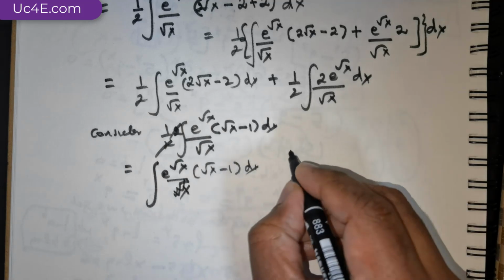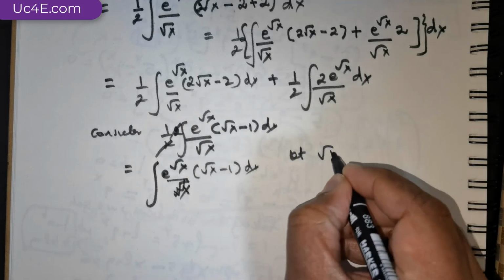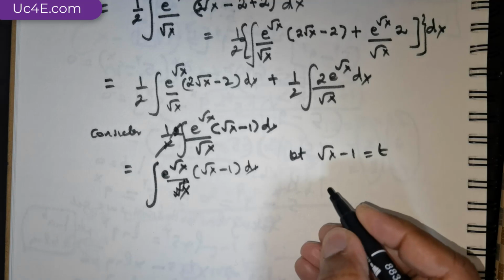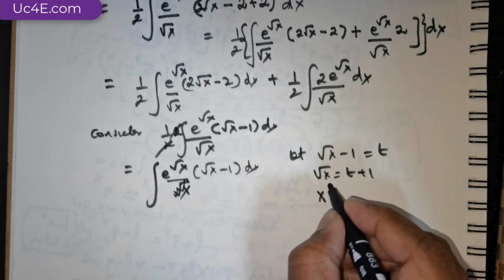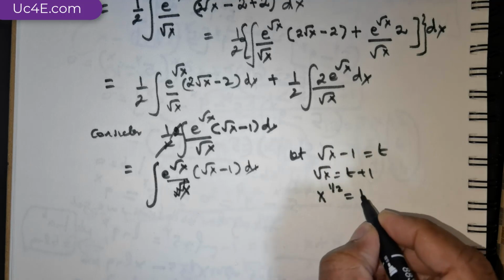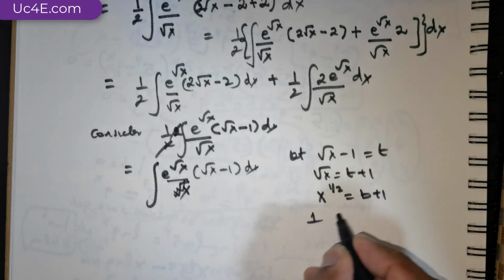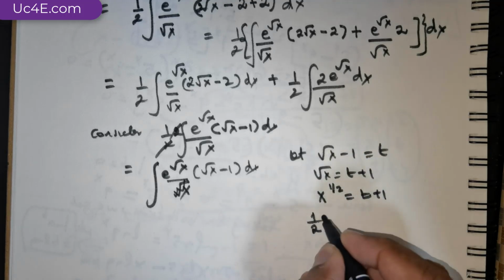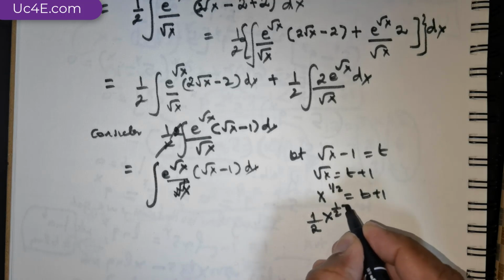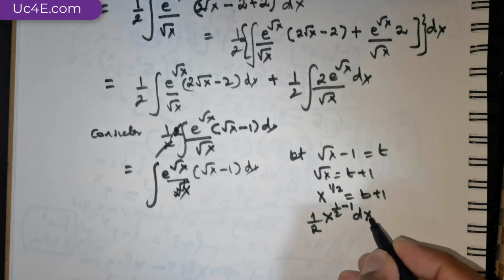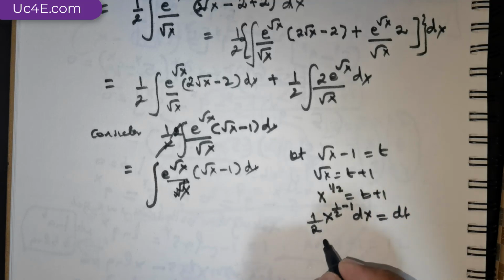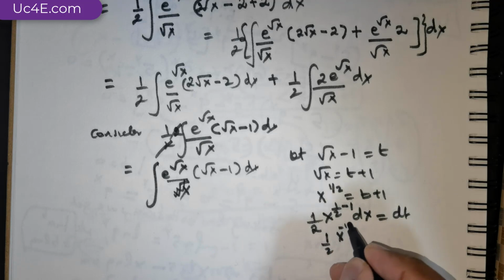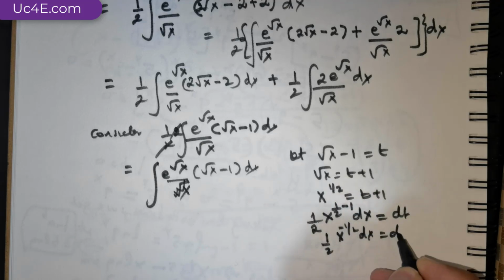Now I would like to make the following substitution. Let root of x negative 1 be equal to t. So from here root of x is equal to t plus 1. If I were to differentiate, x raised to the power of 1 over 2 is equal to t plus 1. I am differentiating this. So this is going to give me 1 over 2 times x raised to the power of 1 over 2 negative 1 times dx is equal to dt. This is rewritten as 1 over 2 times x raised to the power of negative 1 over 2 times dx is equal to dt.